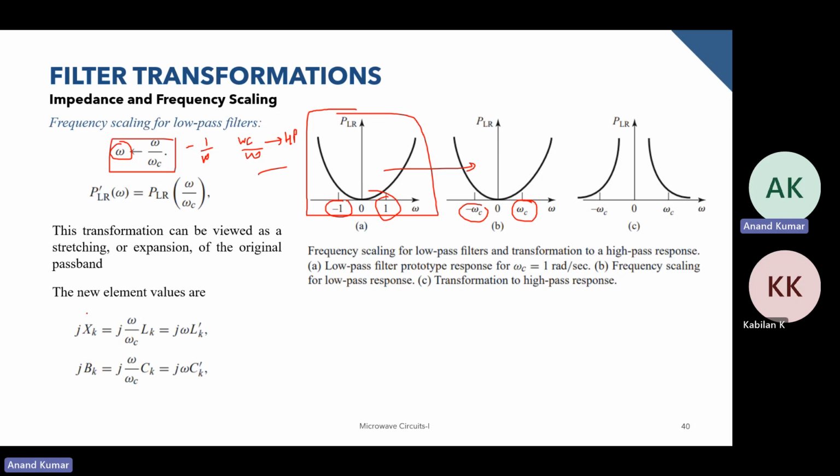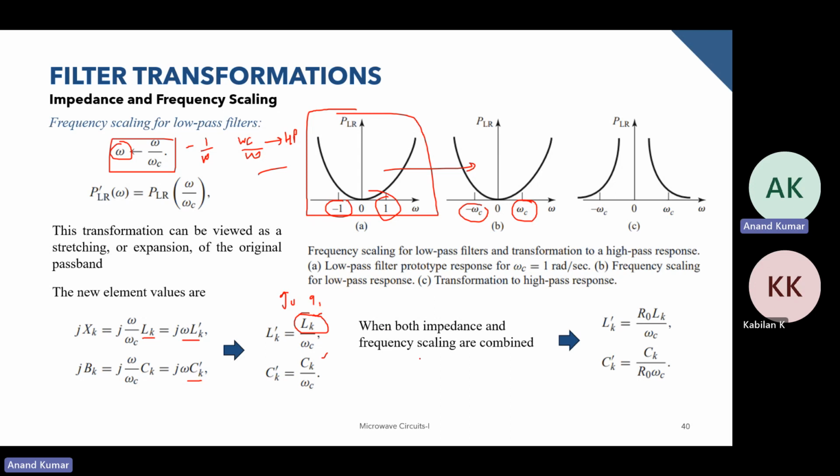And now the correct values for the new elements after frequency scaling will be omega by omega c Lk. This can be written as omega Lk dash, and similarly omega Ck dash, where Lk dash and Ck dash are Lk by omega c, where this Lk is the original g and g naught values that you copied from the table. And when both the impedance and frequency scaling are combined, this will become equal to R naught Lk by omega c, where this Lk and Ck are again those g values that you copied from the table.